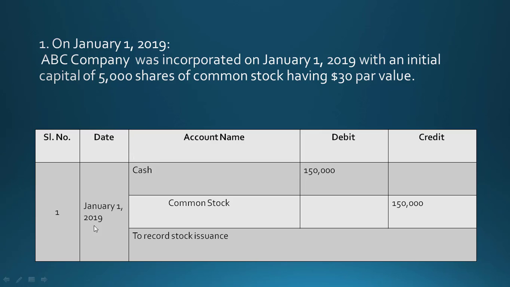So this is how we actually write a journal entry. You put the serial number, then date, account name, debit, credit. In the debit and credit columns, we put values. In the account name, we describe which account we should debit or credit. And finally, we put a comment here. For example, in that case, I wrote to record stock issuance. So on January 1, the company issued some stock, received cash and sold common stock. So this is the journal entry for transaction number 1. So let's see the next transaction.